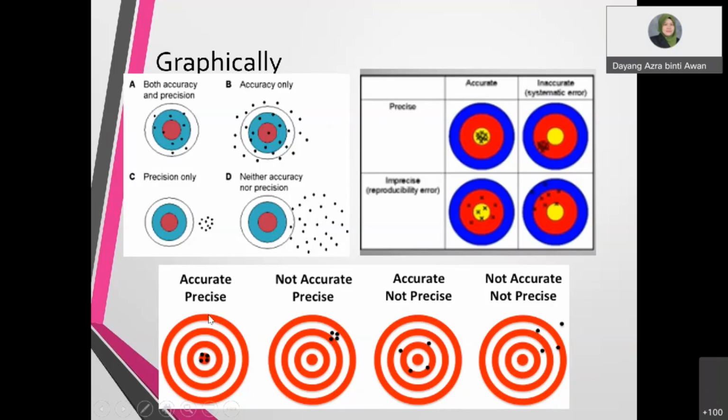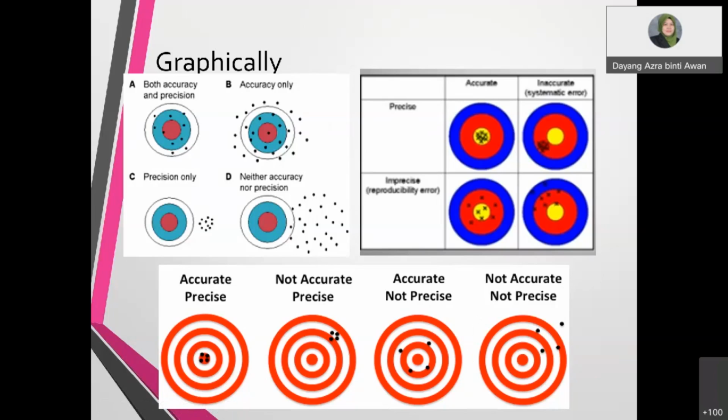So you can see this is accurate and precise. This is not accurate but precise, the results are quite the same. This one is accurate but not precise, because the points are too far from each other. And then this is not accurate and also not precise. This is how we illustrate precision and also accuracy.